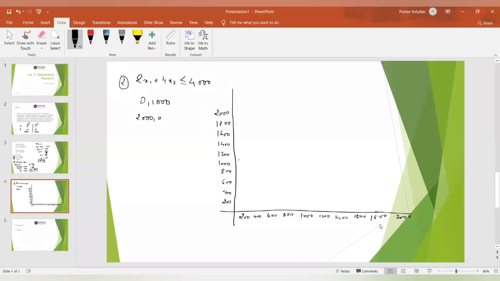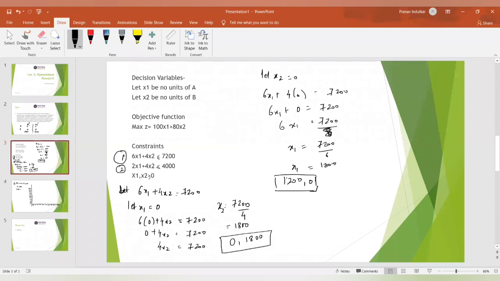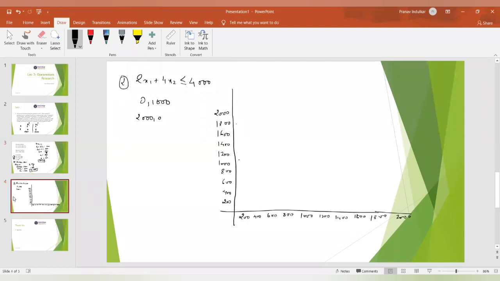Now as far as the plotting of the points is concerned, it is 0, 1800. So first 0 is on x1. So this is my x1, this is my x2. This is 0. So 0 on x1, 1800 on x2. So over here. Is this clear to all?